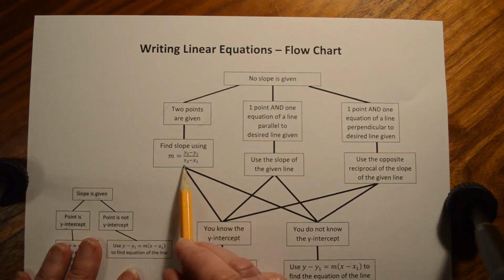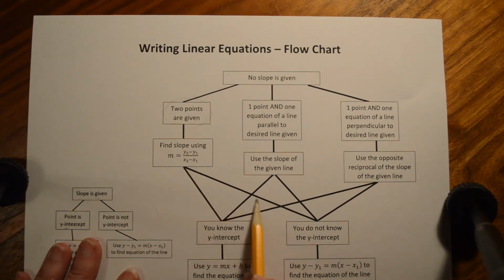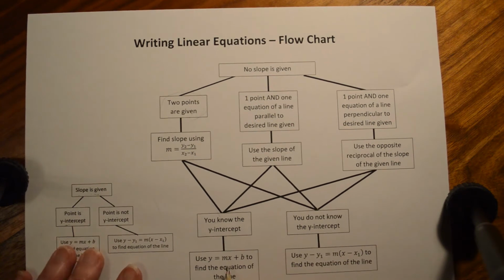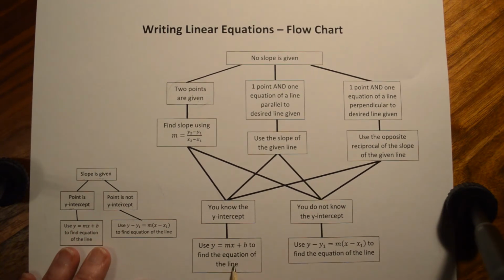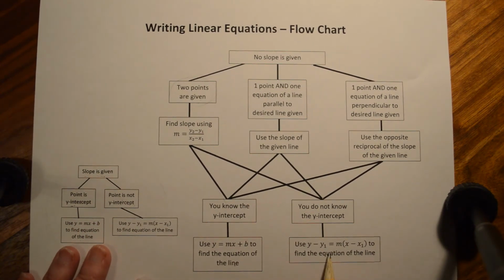And then once you do that, from here you have to make a decision or a judgment. You know the y-intercept or you don't know the y-intercept. If you do know the y-intercept, again, it goes back to use y equals mx plus b. And if you don't know it, then use y minus y1 equals m times x minus x1.